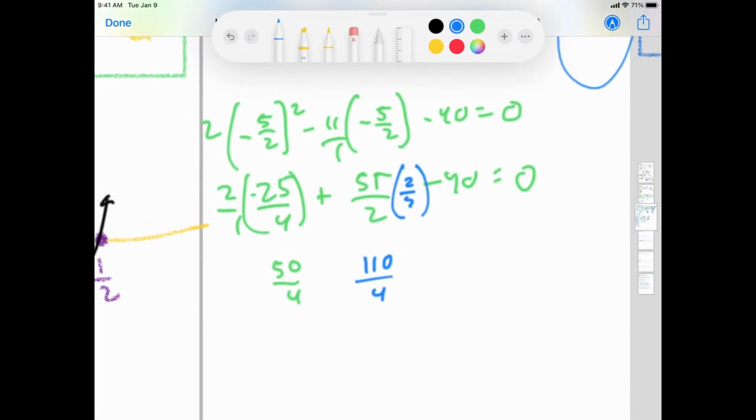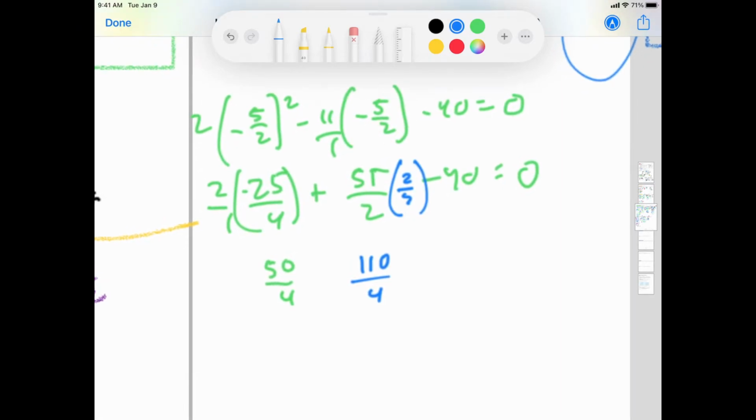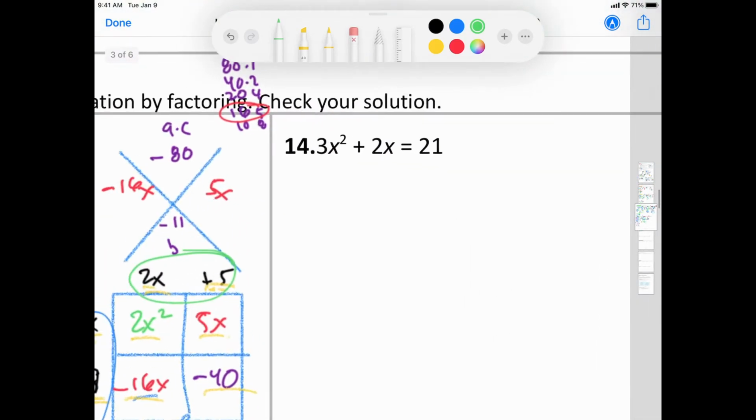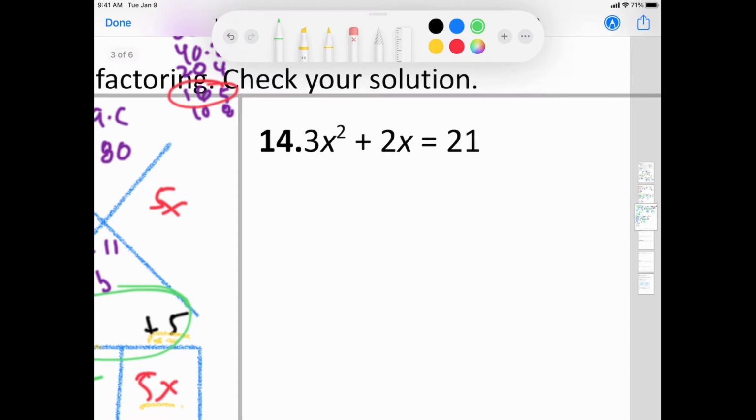25 over 4. 55 over 2. 10. Okay. Let's see. That is right. It is right. Oh yeah. So 160 over 4 is 40. And 40 minus 40 is 0. It works. Number 14. Oh, the little tricky ones they gave us.